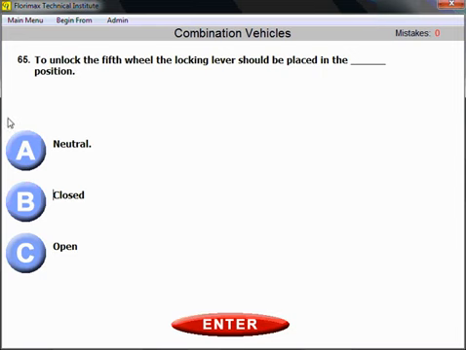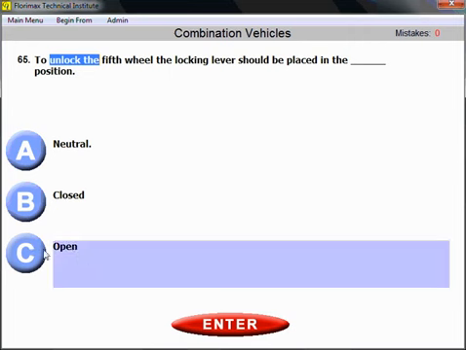Question number 65. To unlock the fifth wheel, the locking lever should be placed in what position? Again, guys, think logically. You need to unlock it to make it open. So definitely it should be put in the open position.